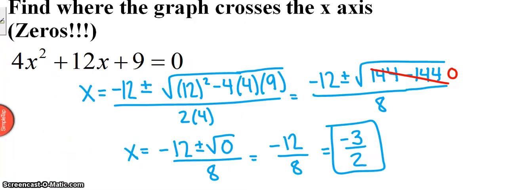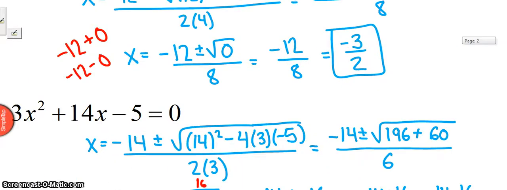Let's go through these. First equation, okay, you take your A is 4, your B is 12, and your C is 9. And you plug those in the quadratic formula, you do your simplifying, and continue, and you get that under the radical, you have a 0. So the square root of 0 is just 0. And then negative 12 plus or minus 0, well, doesn't really give you two answers, right? Negative 12 plus 0 and negative 12 minus 0 gives you the same thing. So you wind up with one solution that's negative 3 over 2. You can pause to check your work with mine. Otherwise, we're going to move on to the next one.